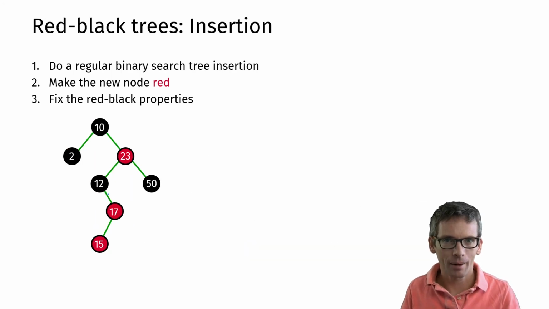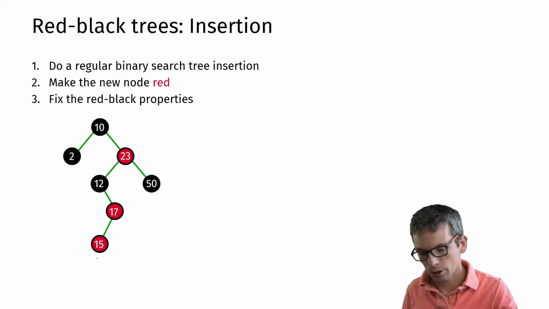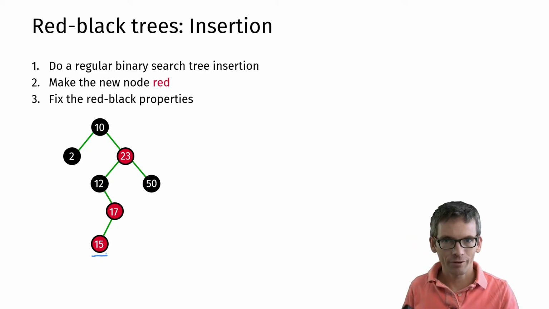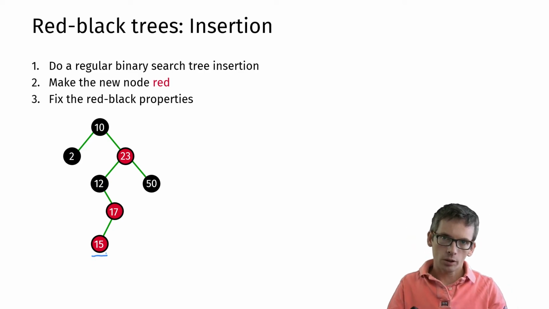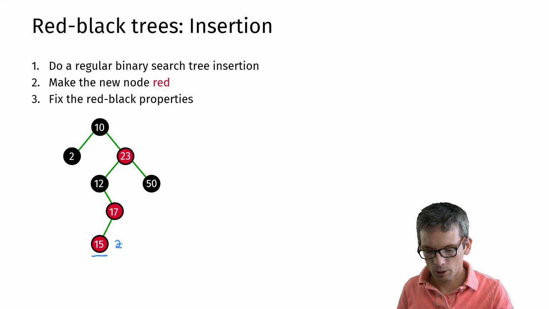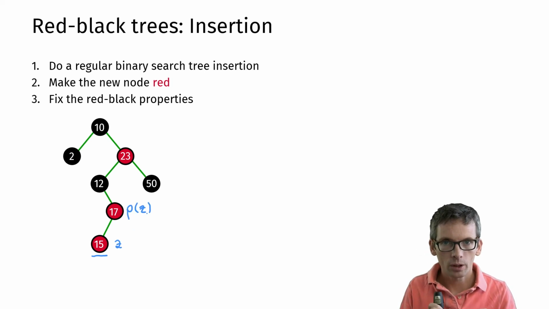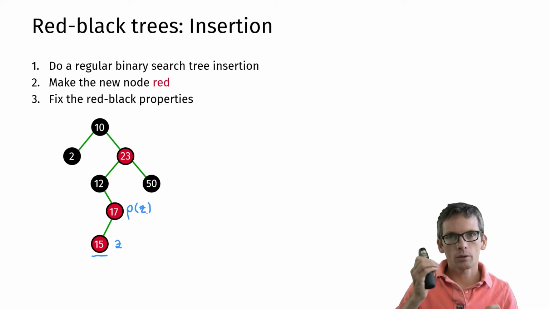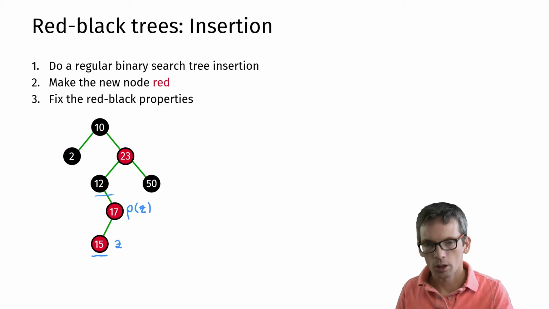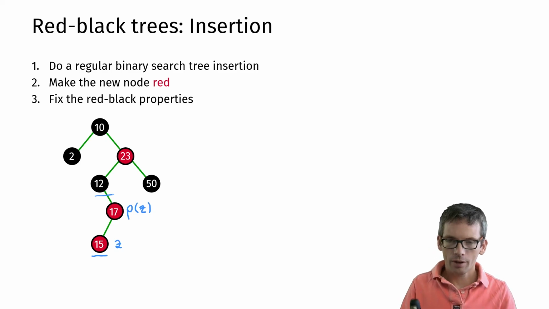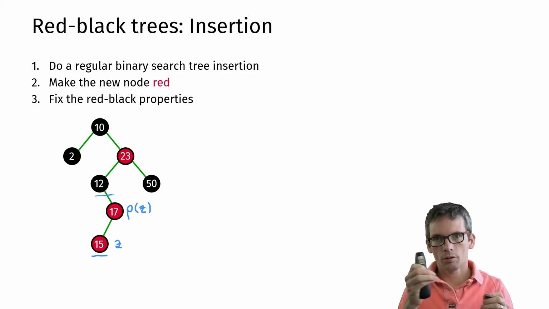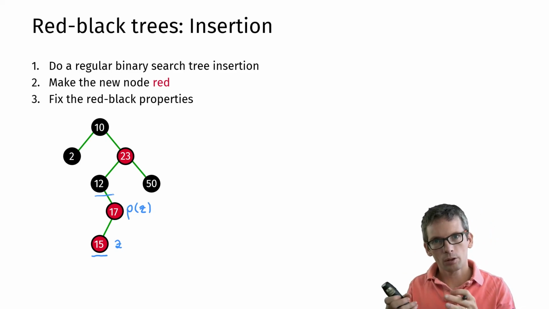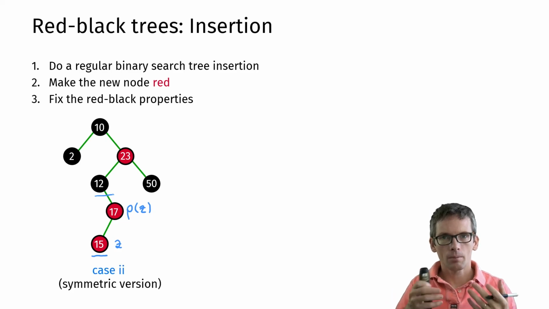Let's look at this by example, and the example is the one that we already saw, where we just inserted a node, the 15 here, and we colored it red. So now we have a violation because we have a red node and its parent, the 17, is also red. So what do we do? We look at the grandparent. The grandparent is the node 12. Now 17 is the right child of 12. So that's not the case that we previously saw. There we had the left child, but the case is symmetric.